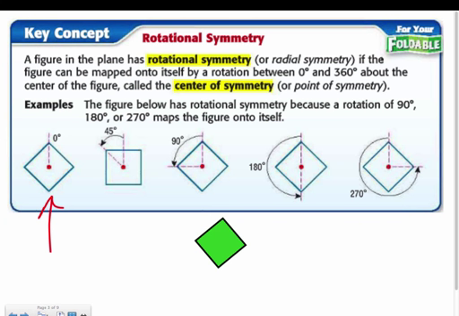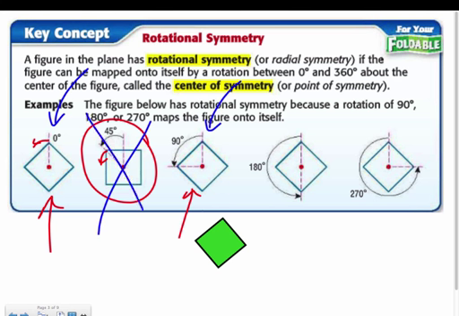Well, if I rotate it 45 degrees, it's now looking just like this. It's not quite rotational symmetry because it has to look like the exact start, the exact shape that it was in the first place. But if I went another 45 degrees, now I'm at 90 degrees, and if I notice with my shapes, they are identical. So those would be some rotational symmetry.